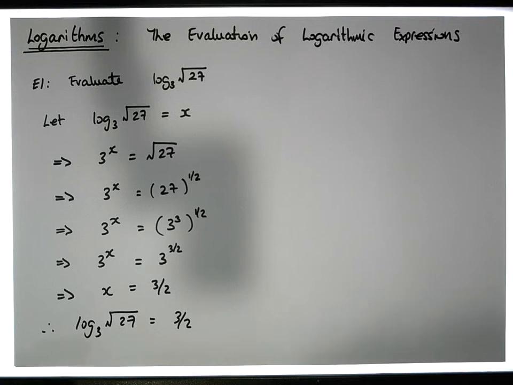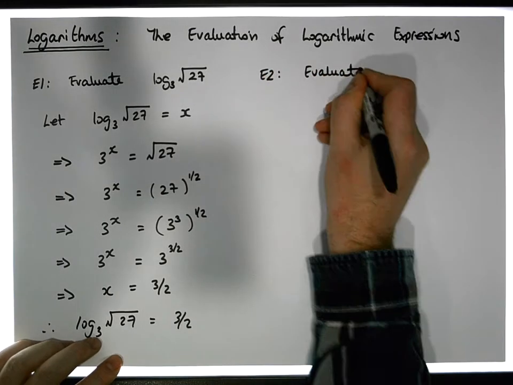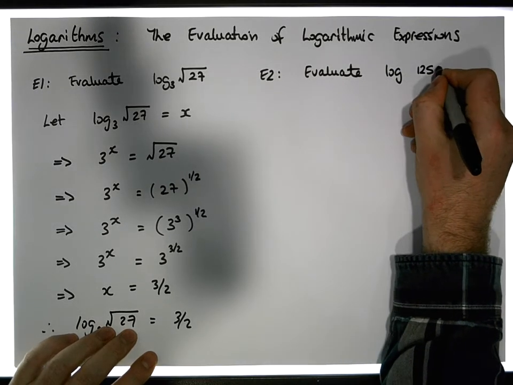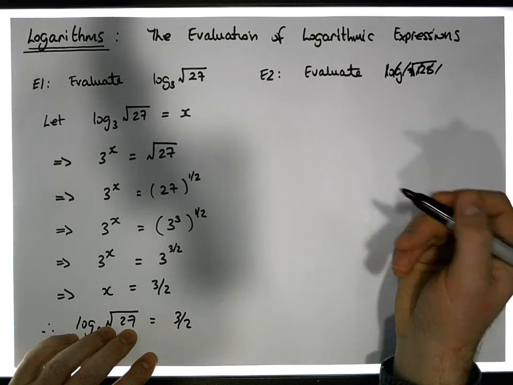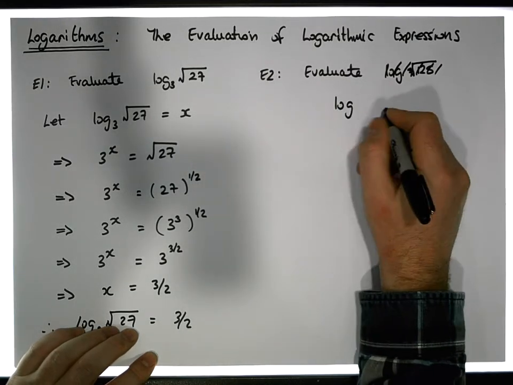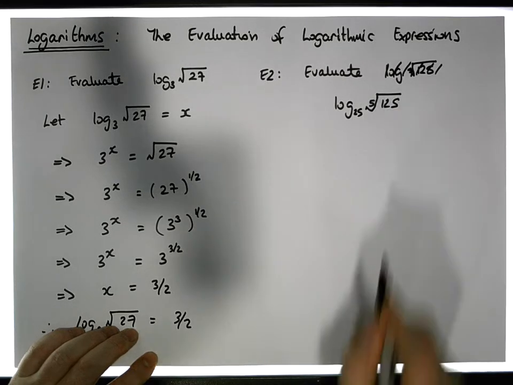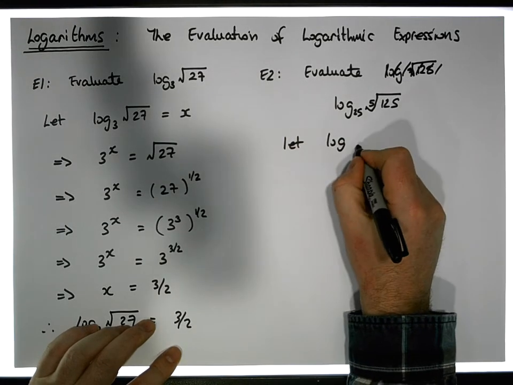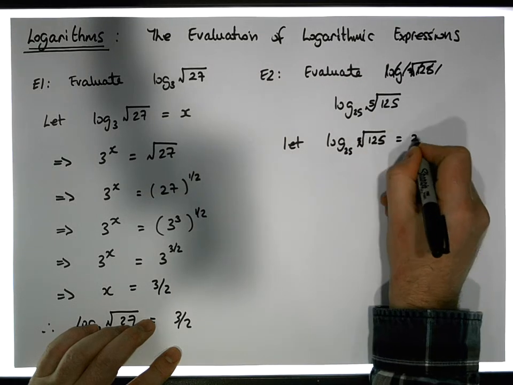Let's do another example, example E2. What we'd like to do is evaluate the log of the fifth root of 125 to the base 25. Let the log of the fifth root of 125 to the base 25 equal x. What does that mean?